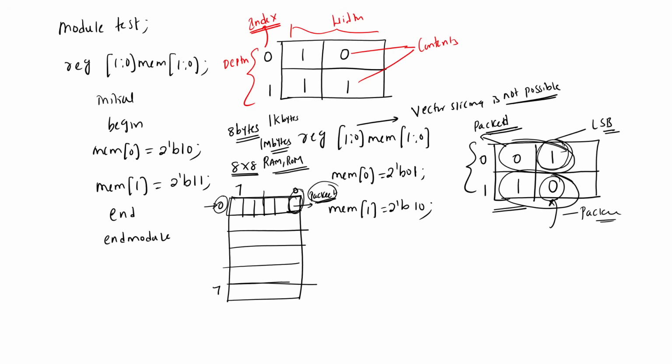In this scenario, we just store that specific value in that location onto a vector and then we can use vector slicing.